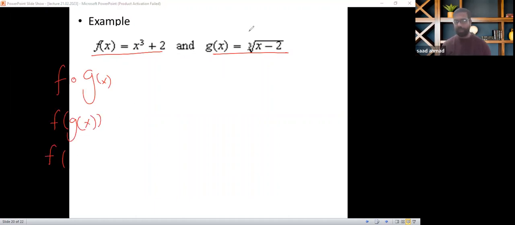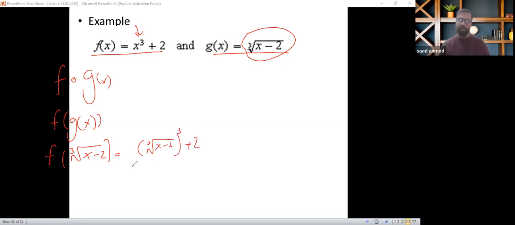And what is f of g of x? The function that goes here is the cube root of x minus 2. Now we substitute it into the x, so the input will go here. That will be equal to the cube root of x minus 2, to the power 3, plus 2. The cube root cancels out, leaving x minus 2 plus 2, so you get x. So f of g of x is equal to x. We got the first condition true.